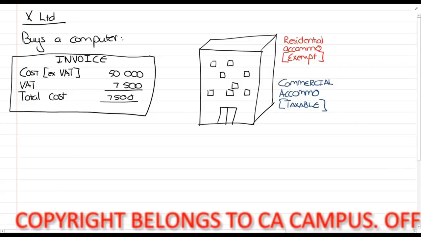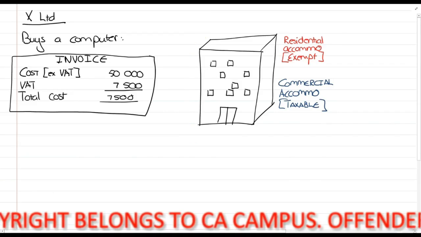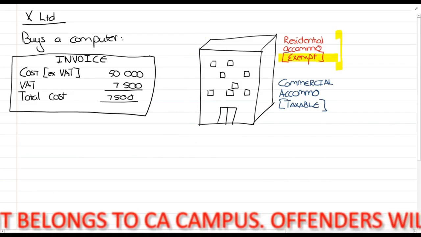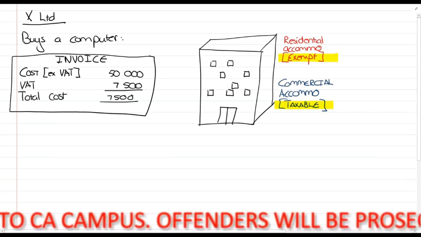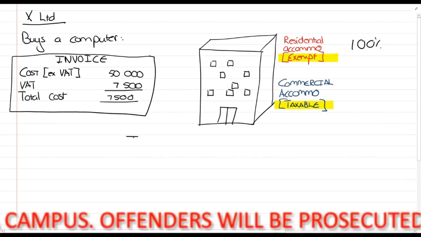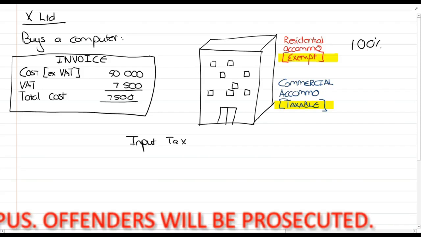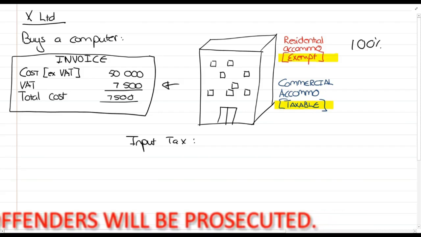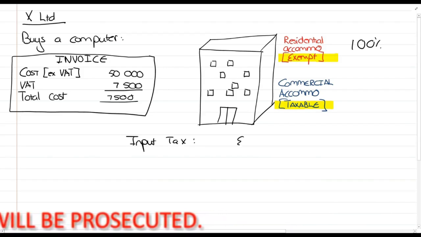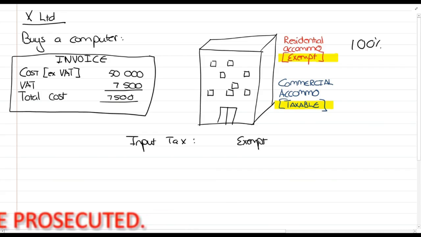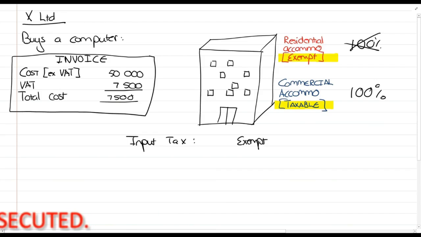Do you remember we had this example where we said we have a building, and this building has residential accommodation, which is exempt, and commercial accommodation, which is taxable. Now, we said that if you are using it 100% for residential accommodation, if you want to claim this input tax, remember you claim the input tax on the invoice, can you claim it? No, because it is 100% used for exempt purposes, so the input tax will be exempt. Right? Let's say you claim it, you're going to use it 100% for commercial accommodation. That is a taxable business. I'm making taxable supplies, so I can then claim the input tax of 7,500.